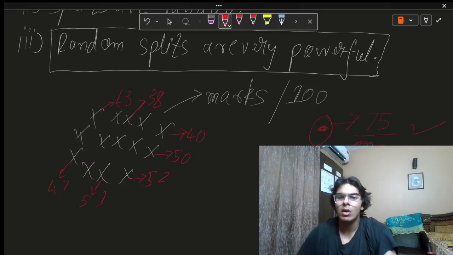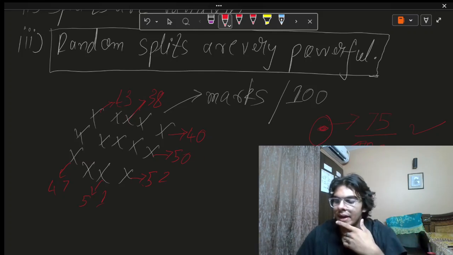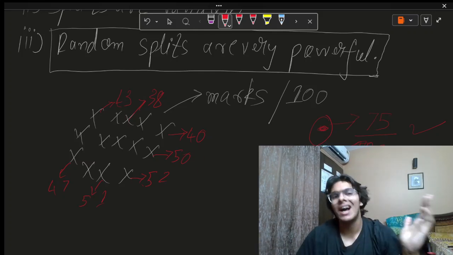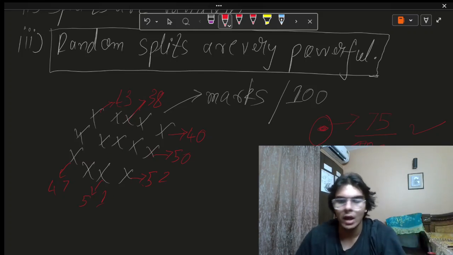Now forget all of the models, forget whatever we are discussing. I just ask you that you have to separate these two students who have got very high marks and these students who have got the expected marks. So how will you do that? You will say, draw a line between them. That is the simplest way.